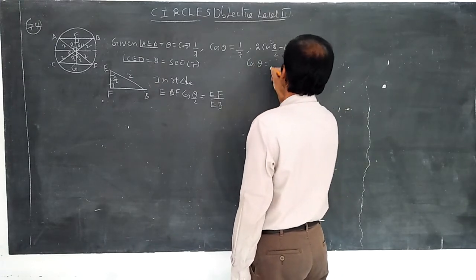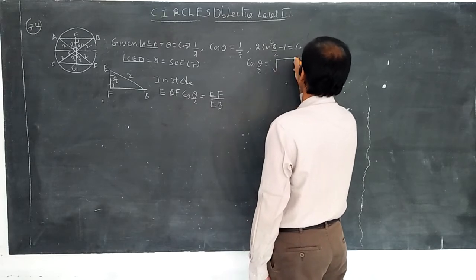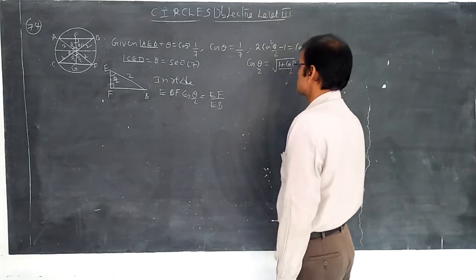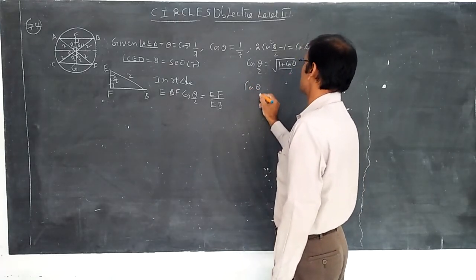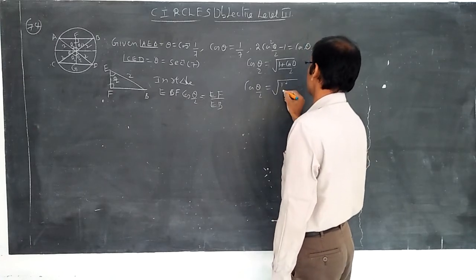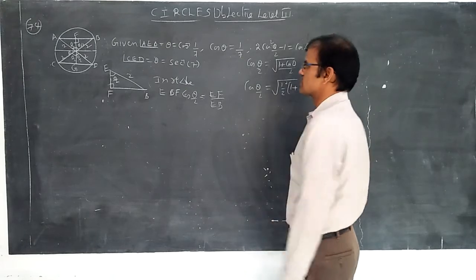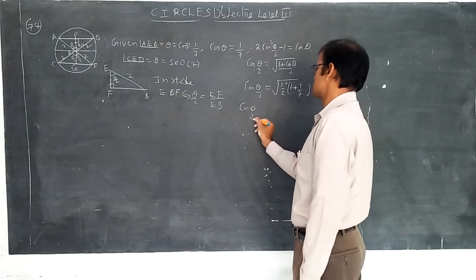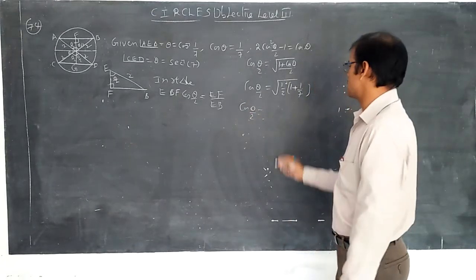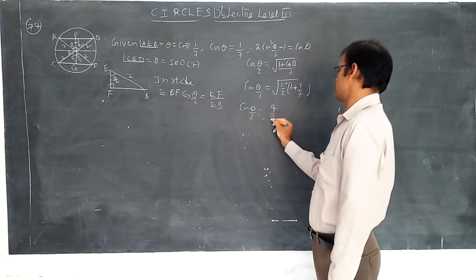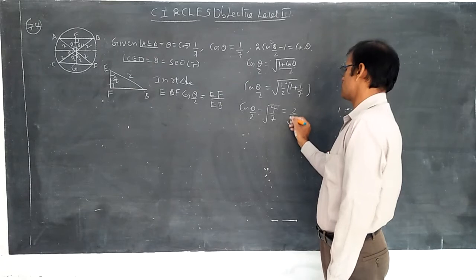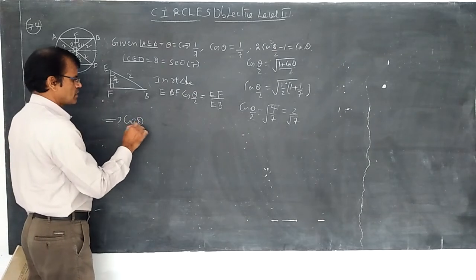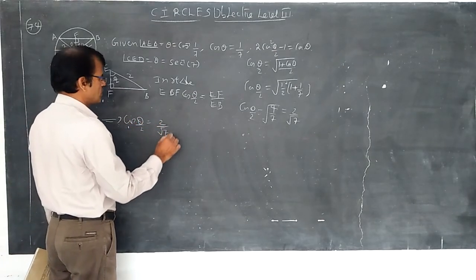Then we can say cos theta by 2 is equal to root of 1 plus cos theta whole by 2. Here you can write cos theta by 2 is equal to root of 1 plus cos theta, with 1 by 2 taken common, and the cos theta value is 1 by 7. So cos theta by 2 is equal to root of 7 plus 1, 8, 8 by 2, 4, 4 by 7. That is equal to 2 by root 7.